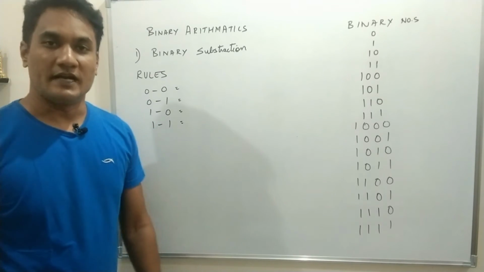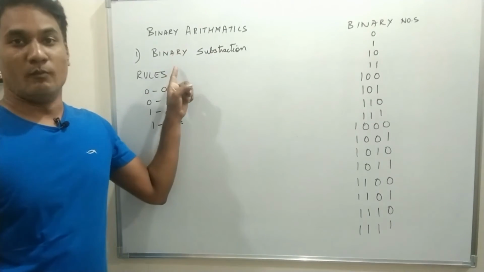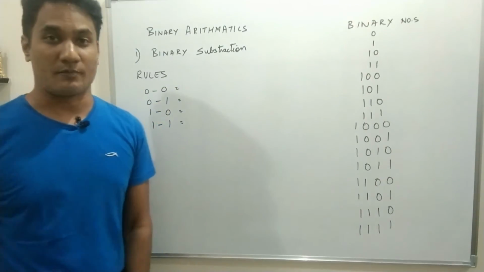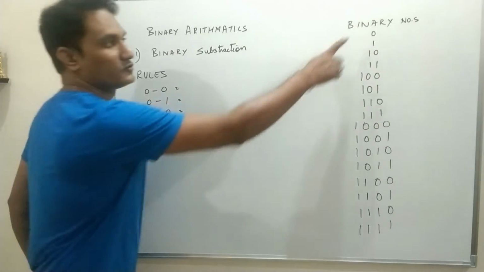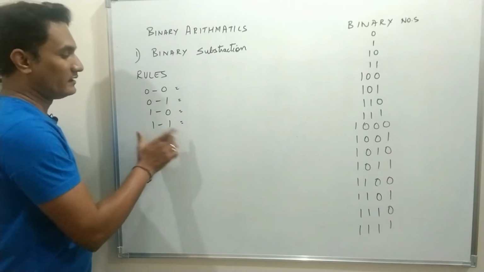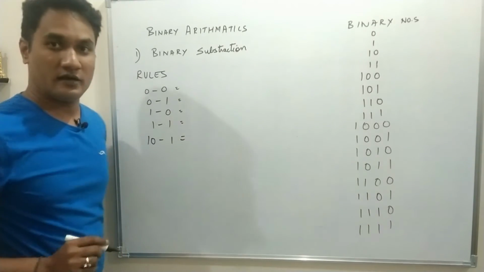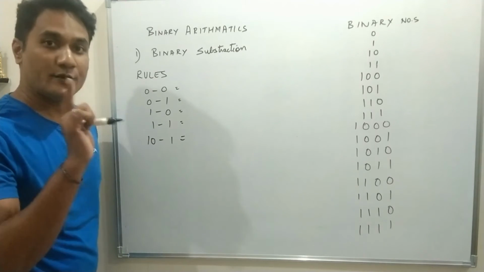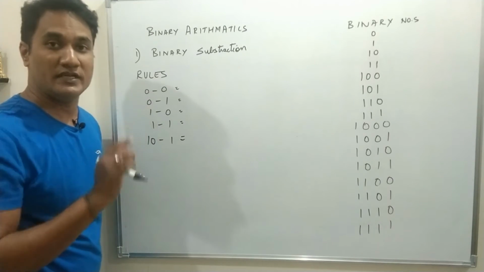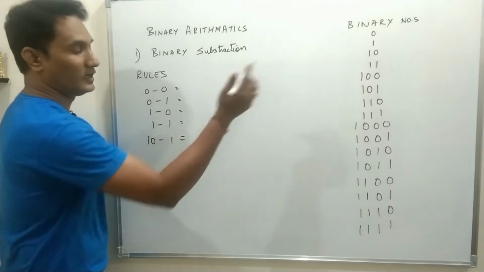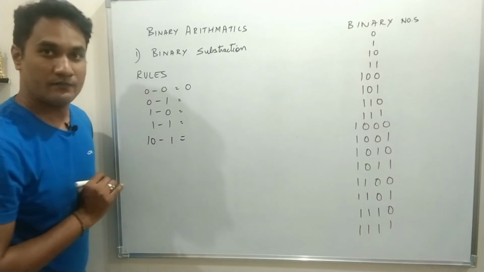The next topic under binary arithmetic is binary subtraction. It is very, very important, and please try to understand it properly. Again, we will use the binary number system to get the rules. There are 5 rules which have to be followed. Of course, as I said, 0 and 1 in binary have the same meaning which they have in the decimal number system. Therefore 0 minus 0 of course will be 0.